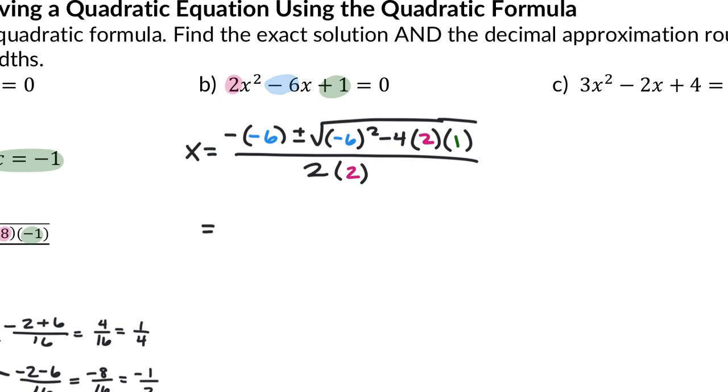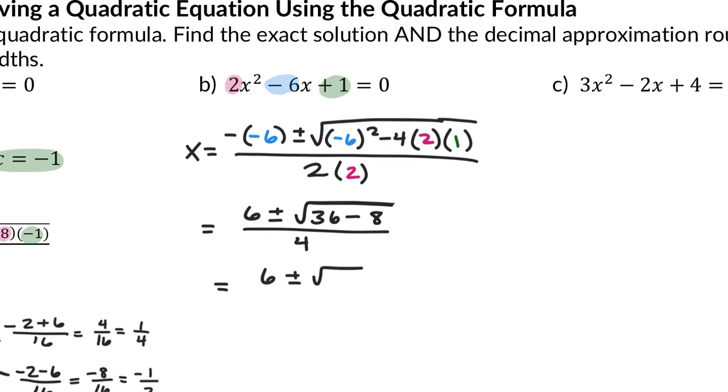Minus 6 is going to be positive 6, plus or minus the square root of negative 6 squared, which is 36, minus 4 times 2 times 1, which is 8, all over 2 times 2, which is 4. Continuing underneath that square root to try to make that a little bit simpler, we would have 6 plus or minus the square root of 28 over 4.